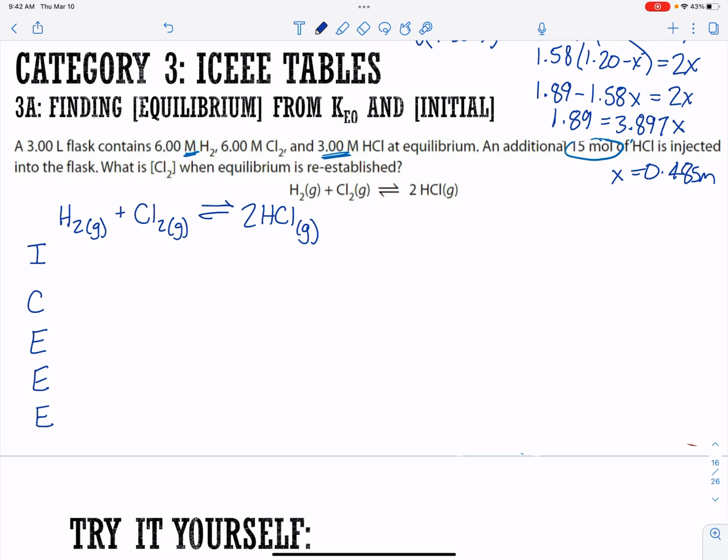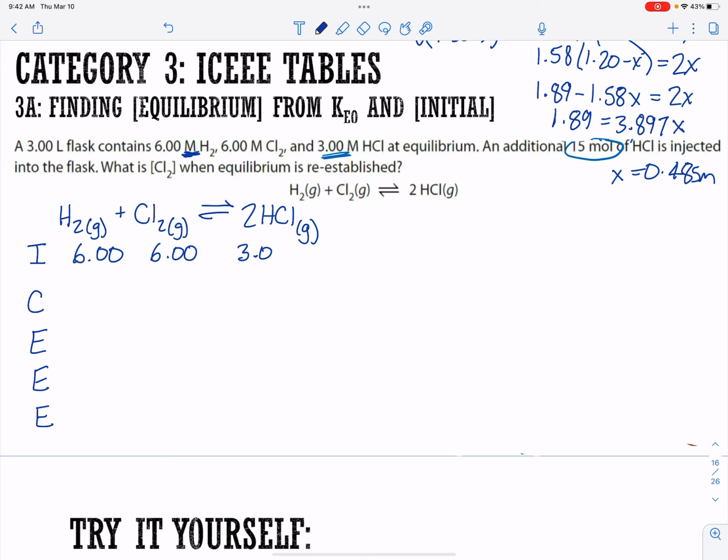So we're paying attention to the units. The 3-liter flask is containing the molarity. It's not moles. So I'm going to put 6.00 in for the H2, 6.00 in for the Cl2. Oh, this problem's a little bit trickier. Okay, so it says it contains those at equilibrium, and then we're adding an additional 15 moles of HCl.